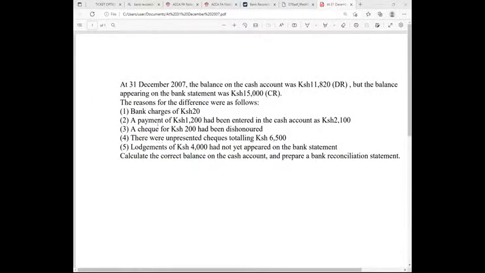And then, ladies and gentlemen, we got the next one. We have a payment of Kenya shillings 1,200 that had been entered in the cash account as 2,100.